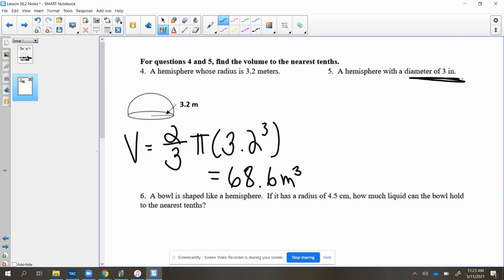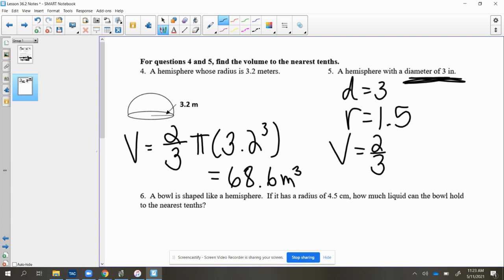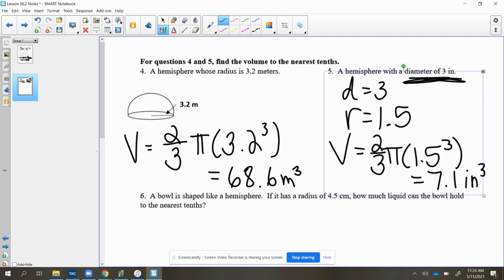And then always be careful if they're giving you something in terms of your diameter, you need to make sure that you find the radius instead in order to calculate that. And the hemisphere is 2/3 times pi times your radius cubed, you should get about 7.1 inches cubed.